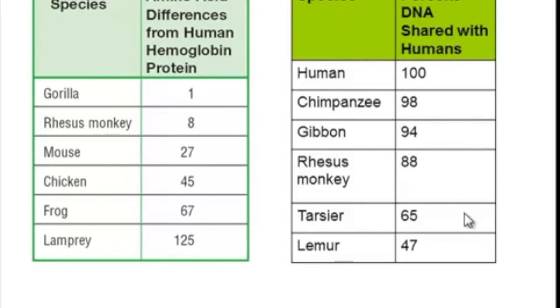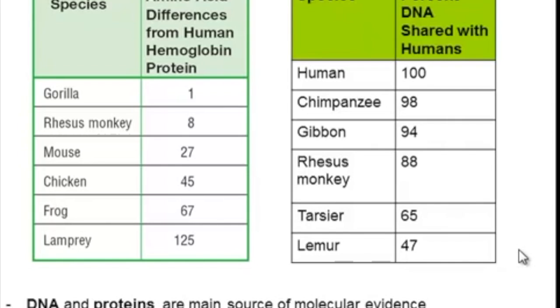Similarly, we could compare DNA. Humans and chimpanzees share 98% of their DNA, which suggests a very recent common ancestor. Whereas we only share 47% of our DNA with lemurs, so they're not quite as closely related to us. So these are the two main types of molecular evidence, and again, the similarities suggest common ancestry.